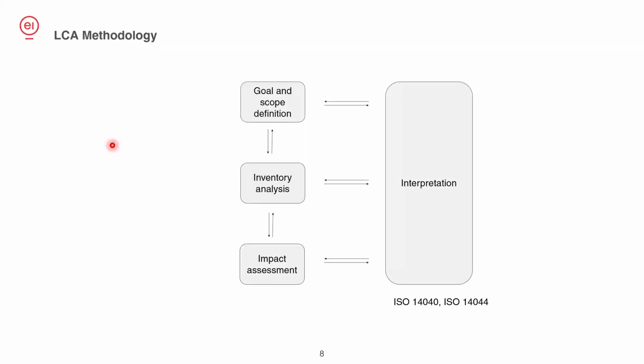The standards ISO 14040 and ISO 14044 define the main rules for performing life cycle assessments. According to the standards, there are 4 steps in an LCA study: goal and scope definition, inventory analysis, impact assessment, and interpretation, which is happening throughout the LCA study. In this webinar, we are going to focus on inventory analysis.